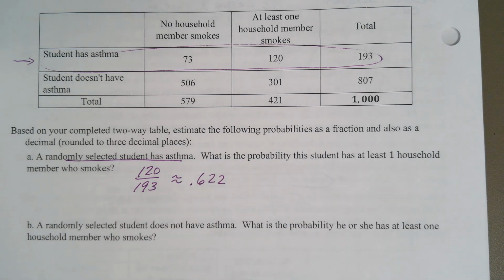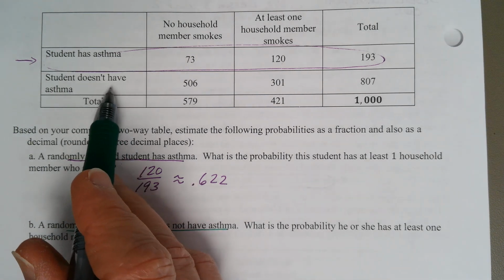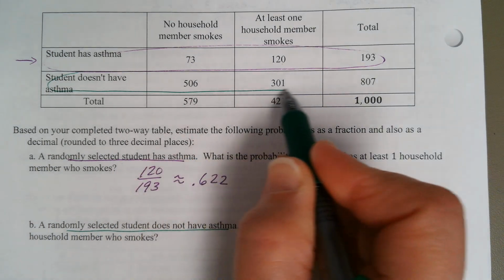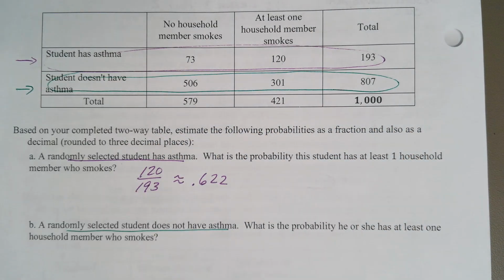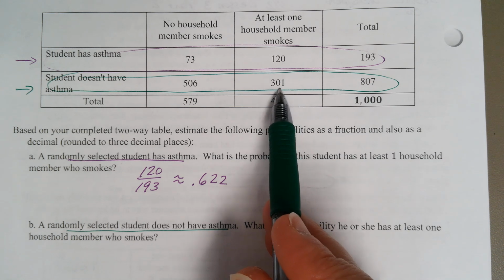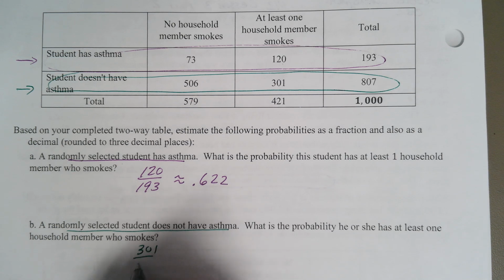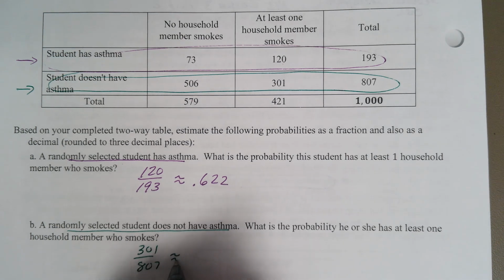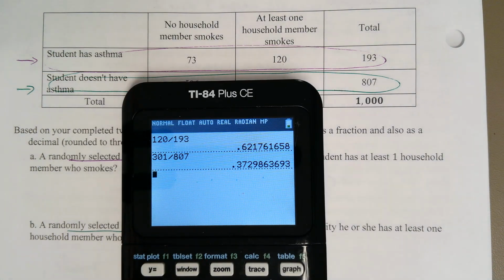A randomly selected student does not have asthma. So we're looking at students that do not have asthma. So we're looking at this row. What is the probability that he or she has at least one household member who smokes? At least one household member, 301 out of the 807. 0.373.